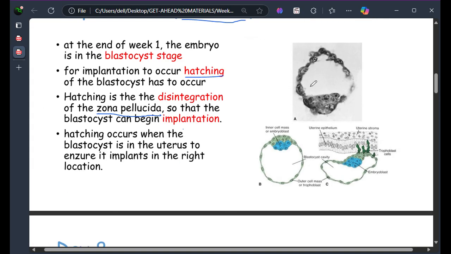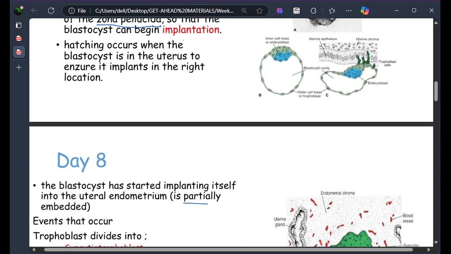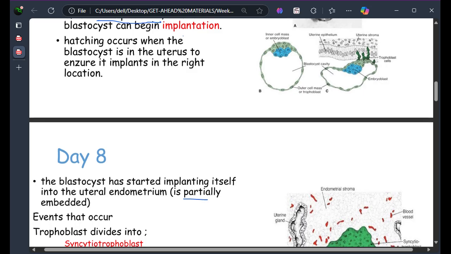So let me just take you back a little bit. We have the embryoblast here, don't forget, and then the trophoblast here. The outer cell mass being the trophoblast, and the inner cell mass being the embryoblast. And we are saying that the embryoblast splits into two structures, and then the outer cell mass, which is the trophoblast, also splits into two structures.